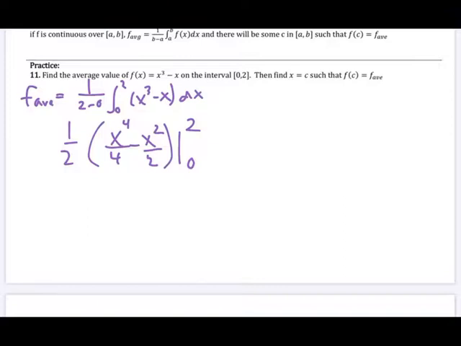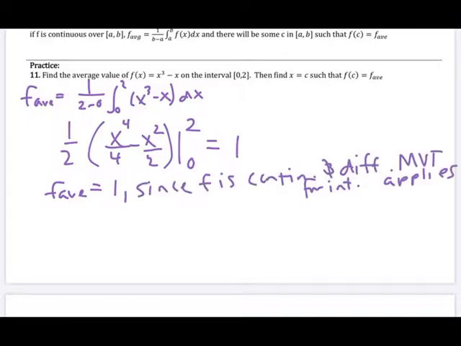If we plug in 0, all of that is going to go away. If we plug in 2, we're going to get 2 to the fourth over 4 minus 2 squared over 2, times 1/2. That whole thing is going to be equal to 1/2 times 2, which is going to be 1. Since f is continuous and differentiable, MVT for integrals applies, which means there does exist a c value such that f of c equals the average.